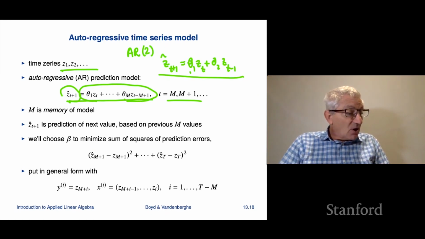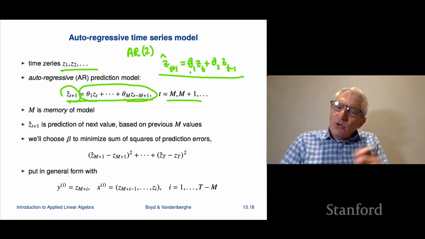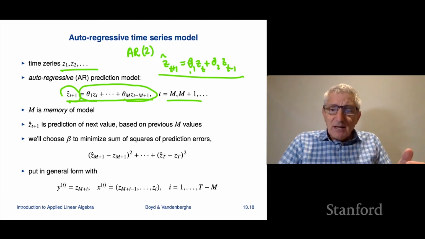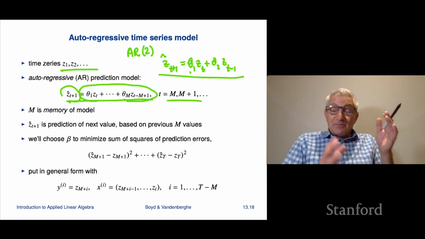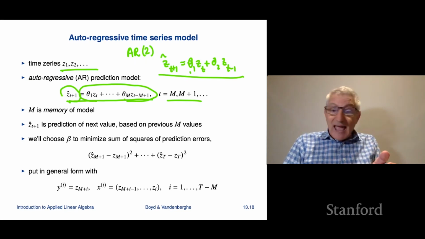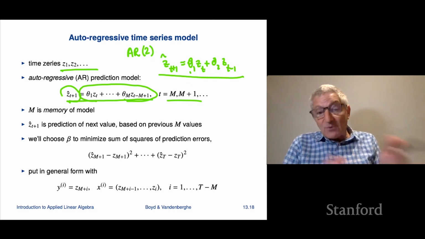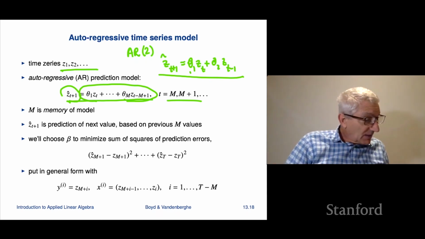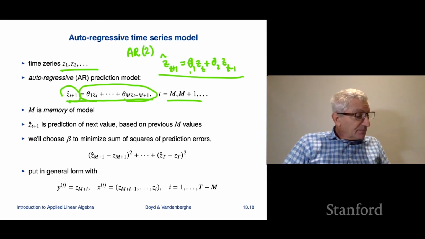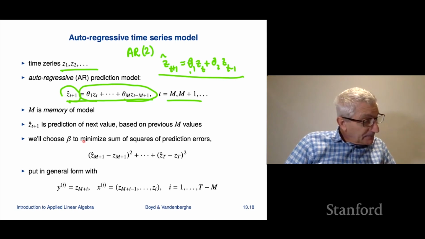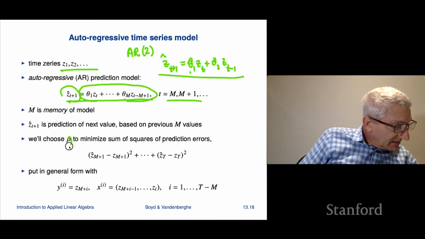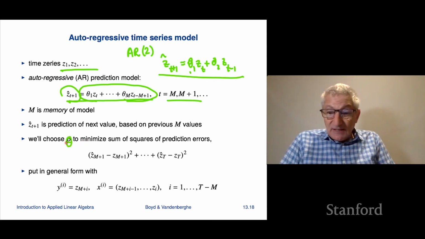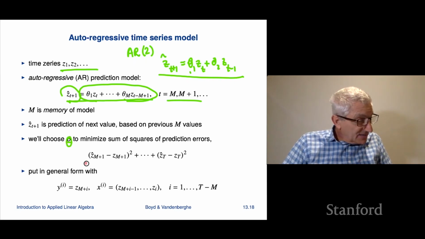Okay, so that's called an auto-regressive model. I think it's called auto-regressive because it's a regression model, but we'll see that both the regressors and the features, x and y, come from the same thing. They're z's, so that's why the auto is in there. Okay, now we'll choose actually not beta here. That is a typo. We're going to choose theta to minimize the sum of squares of the prediction errors, and that's just going to be these.